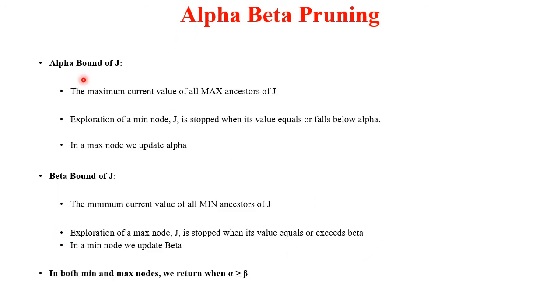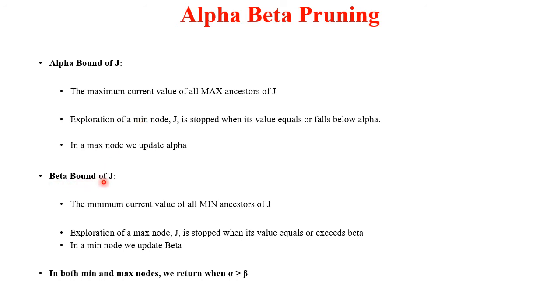Alpha-beta pruning maintains two bounds. One is alpha, another one is beta. Alpha bound of a max node j is the best value for that max node at the current position. Maximum current value of all max ancestors of j. While exploring a min node, if its value becomes equal or less than alpha, there is no need to explore this min node.